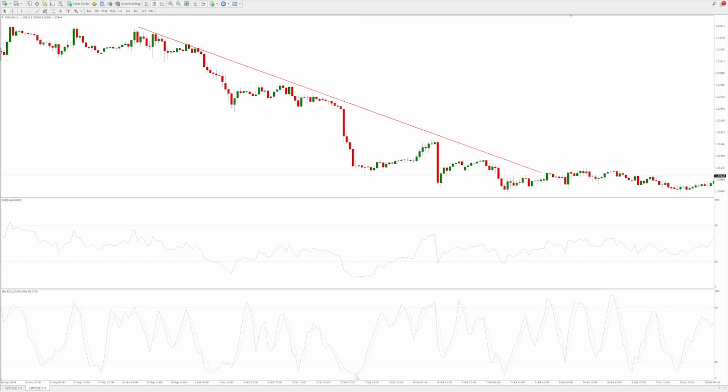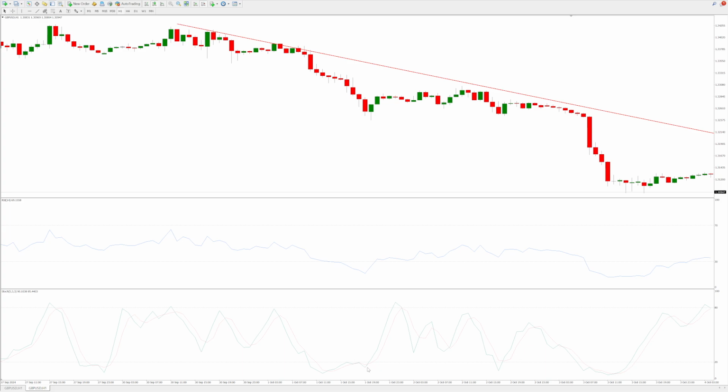So we're looking for basically when the main line is above, let me just zoom in. When the main line is above the signal line, it suggests an uptrend. Okay? And when the main line is below the signal line, it suggests a downtrend. Now the key thing with the stochastics is the 20 level here and the 80 level here. So basically anytime the stochastic is in or around the 20 level, price is considered to be oversold and we're going to look to buy. Vice versa, if price is in or around the 80 level, price is considered overbought and we're going to look to sell.